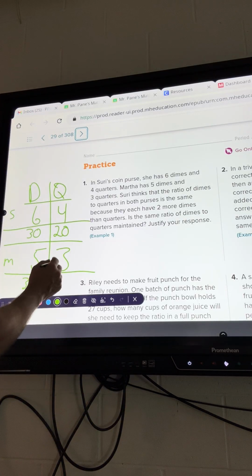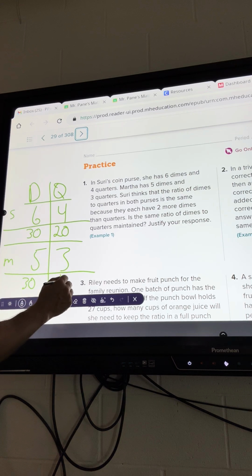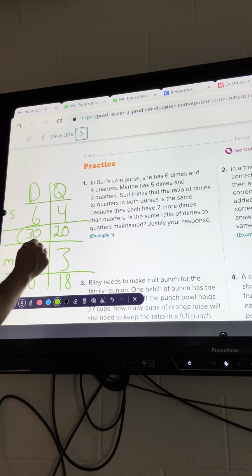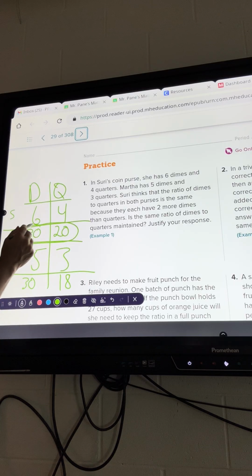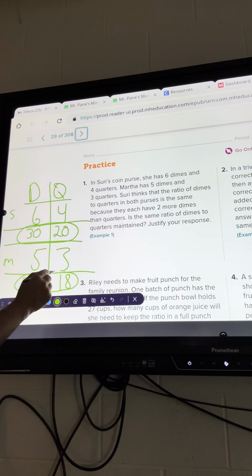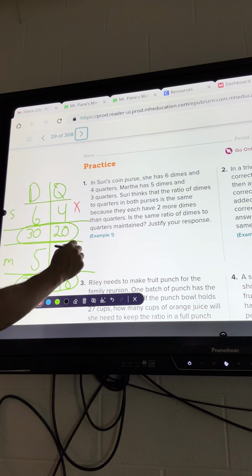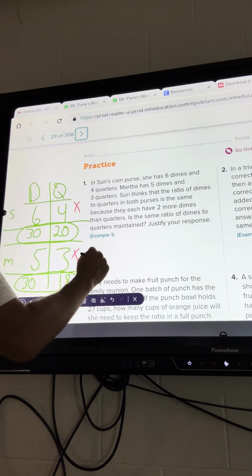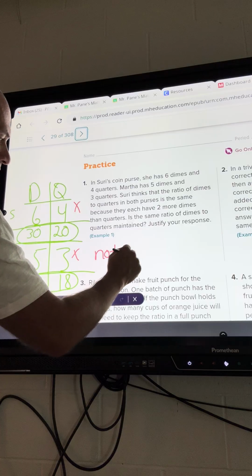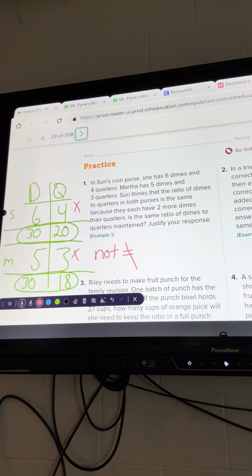Now, what would we have to do to the 3? Same thing, multiply it by 6. And if we get 20, we have identical ratios for the 2 girls, but we don't. We get 18, okay? So, basically, when the dimes are 30 for Suri, the quarters are 20. When the dimes are 30 for Martha, the quarters are 18. So that means the original ratios of 6 to 4 and 5 to 3 are not equivalent, not equal, okay?